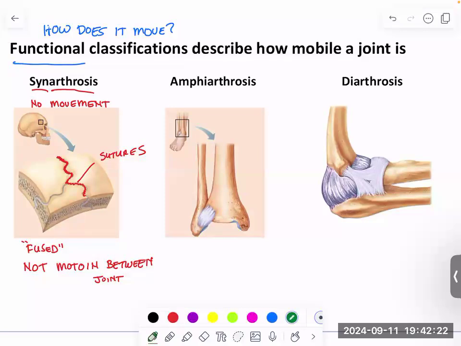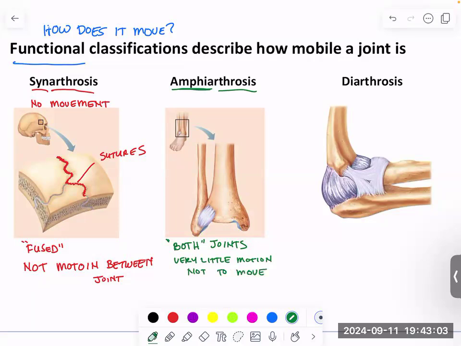Amphi. Amphi is a unique word. Amphi means both. Like an amphibian lives on water and land. It lives on both. Amphi, meaning both, this literally means both joints. Well, this is confusing. What this means is it moves very little motion, but it's designed not to move. It moves only if it has to.